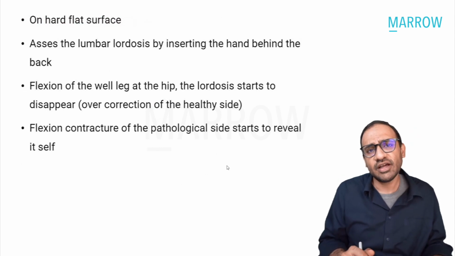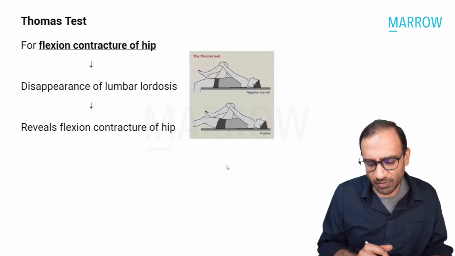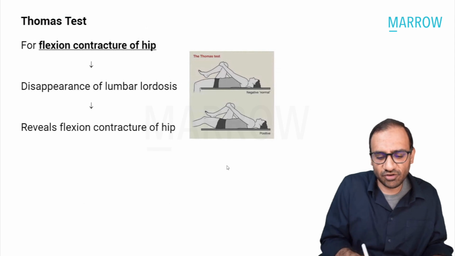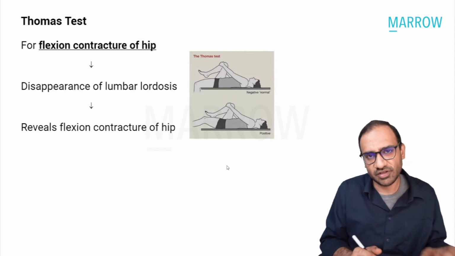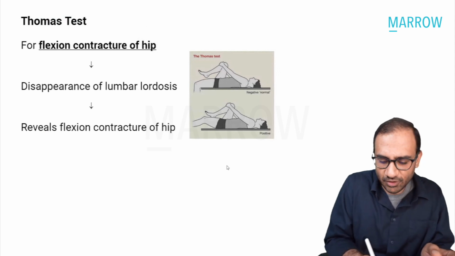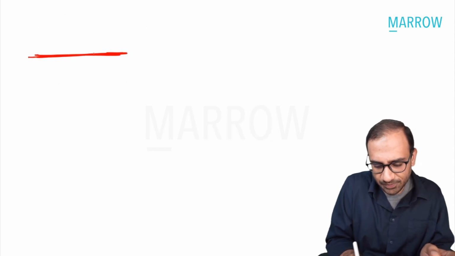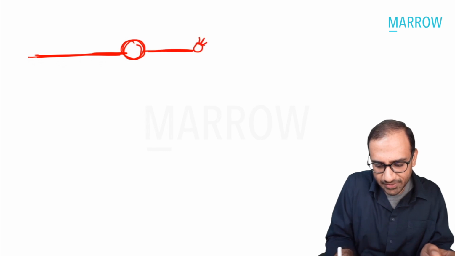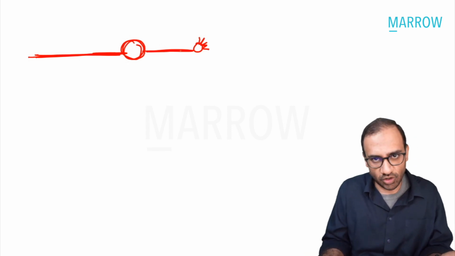So basically, tell me what is the function and why do we do Thomas test? Thomas test is basically for flexion contracture of hip. We all know this. It's for flexion contracture or flexion deformity of hip. See, normally when you lie down, suppose this is your lower limb and suppose this is your pelvis and this is your lumbar spine. Say this is your head. Okay, all of them are in neutral position.